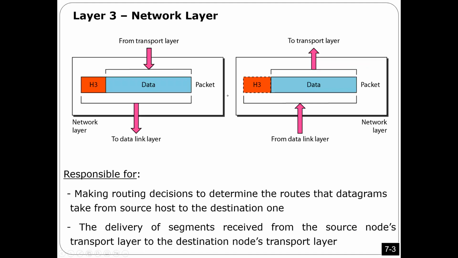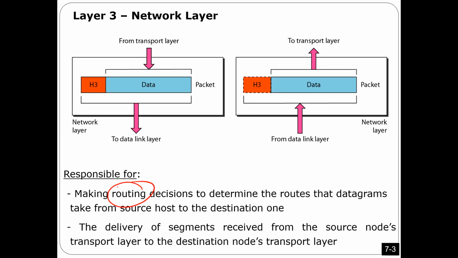Okay, so now let's talk about this layer. This layer is actually responsible for routing, how to route. You will understand exactly what I mean now. The main responsibility of layer number three, the network layer, is how we can make routing decisions. So what do you mean by routing decision?